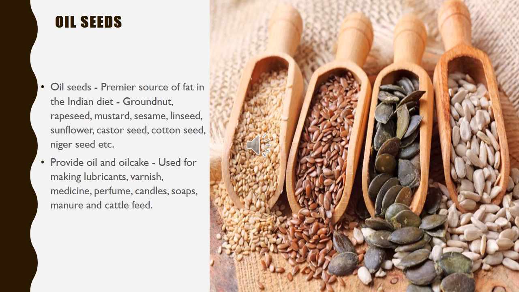Like in Tamil we can say எண்ணெய். That is எள் எண்ணெய், then கடுகு எண்ணெய், then சூரியகாந்தி எண்ணெய், then பருத்திக்கொட்டை எண்ணெய், etc. Like that we are using them now. So groundnut, rapeseed, mustard, sesame, linseed, sunflower, castor seed, cottonseed, niger seed, etc. provide oil and oil cake, which are used for making lubricants, varnish, medicine, perfume, etc. And sometimes they are also used as manure and cattle feed.